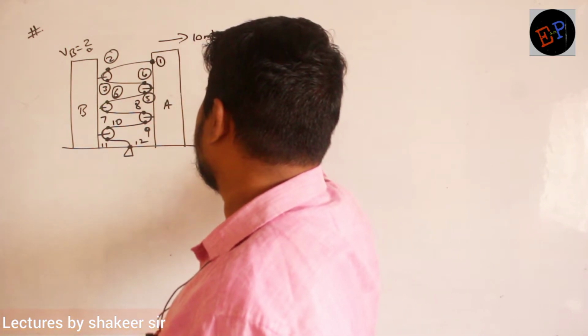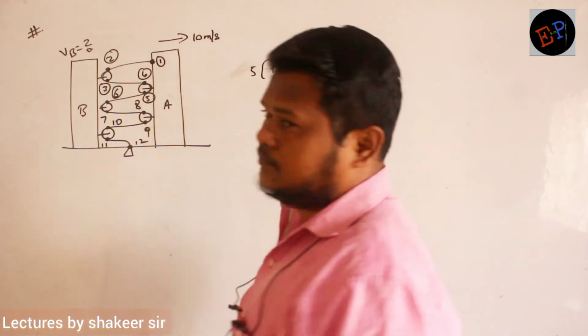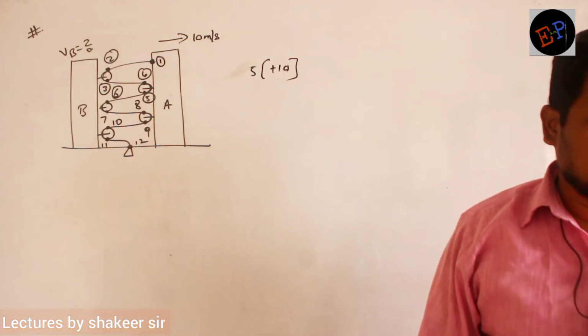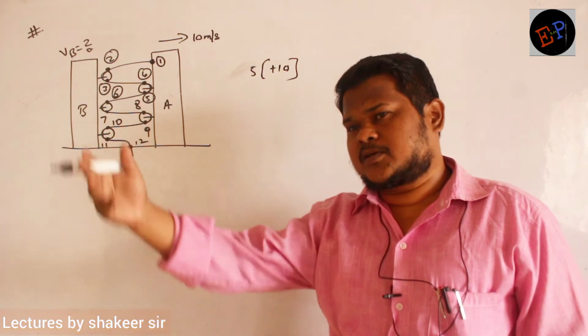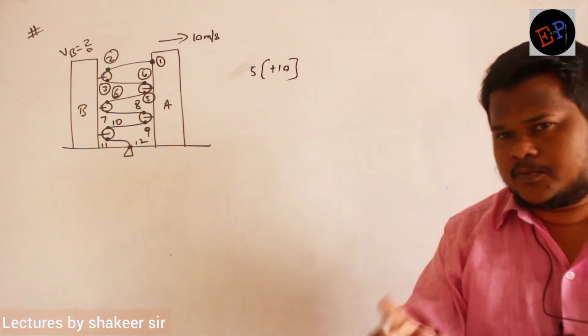Can I write 5 into plus 10? I can write 5 into plus 10, because 5 points are there whose velocity is 10 and their lengths are also increasing. So 5 into plus 10.